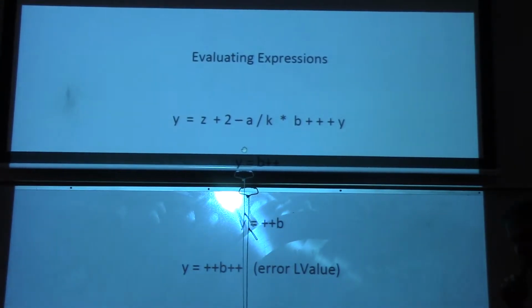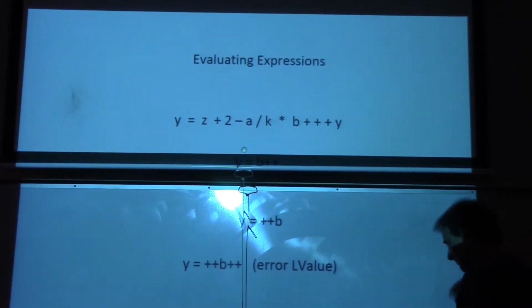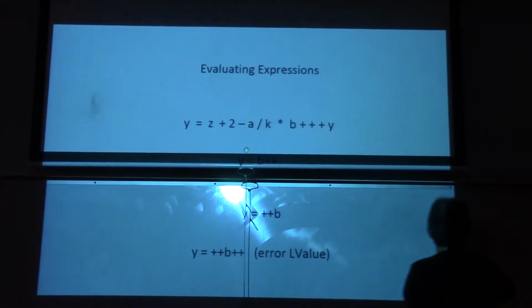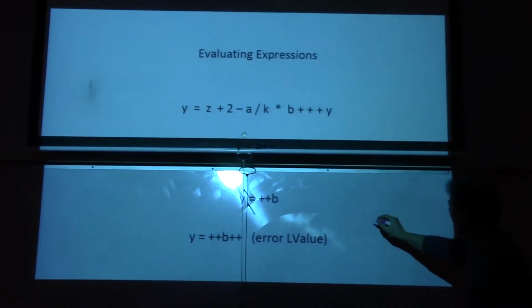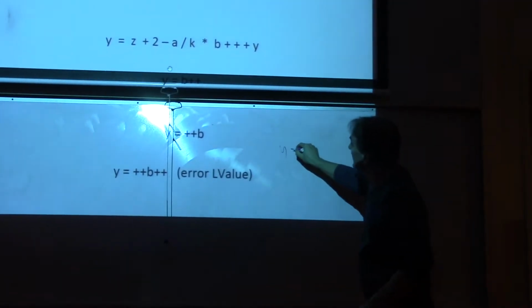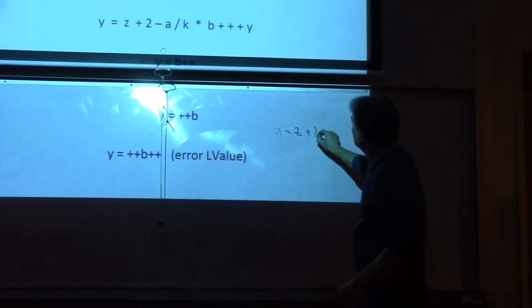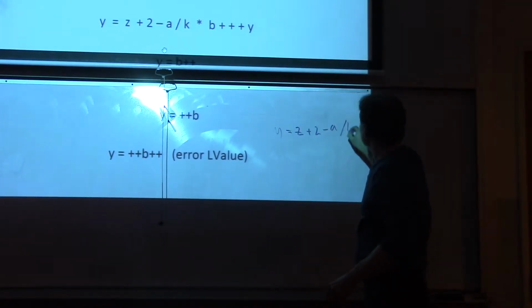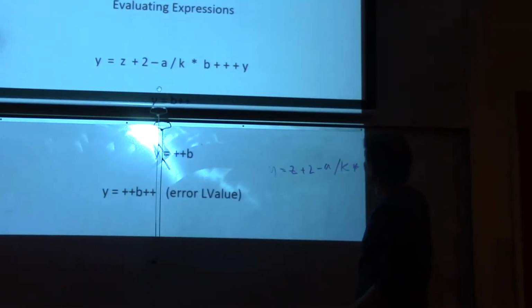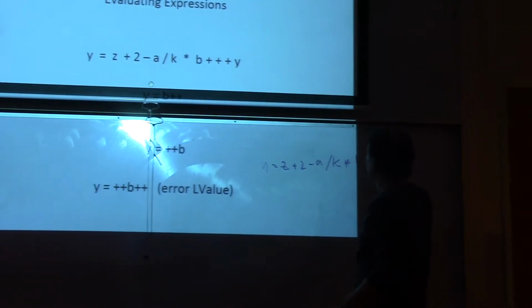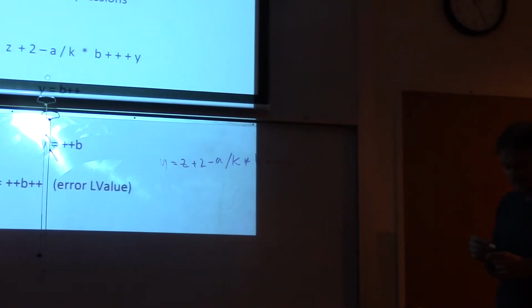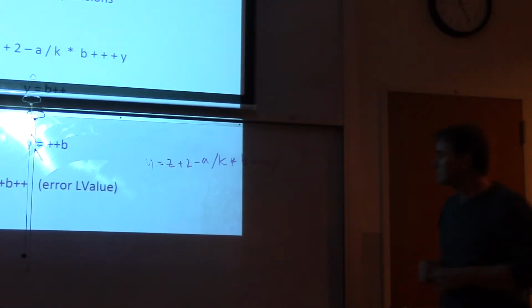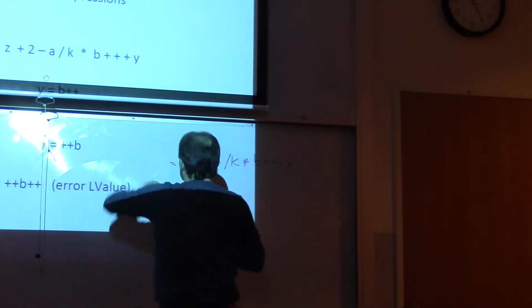Very tough. All right, so I can try to write this again. So we have y is equal to z plus 2 minus a slash k star b plus y. Can you all see it? Is that a yes? All right.